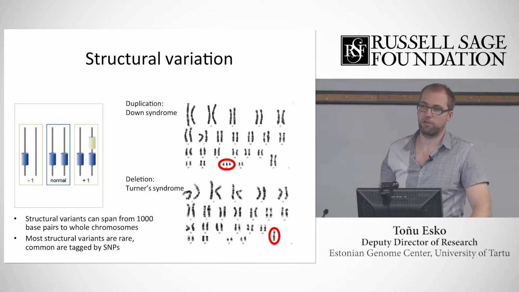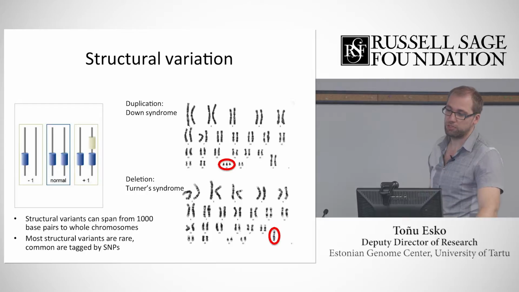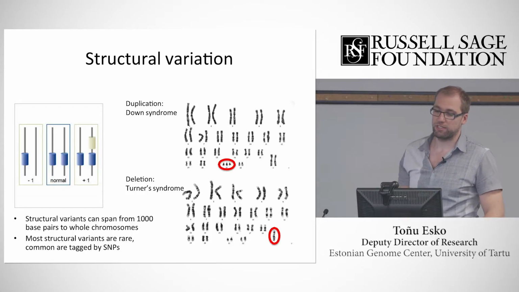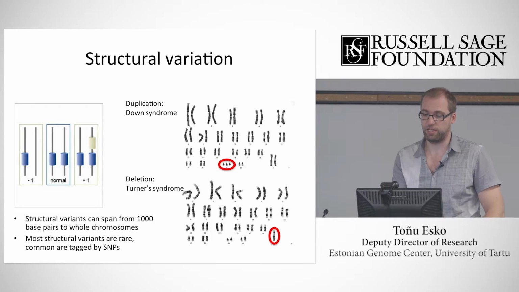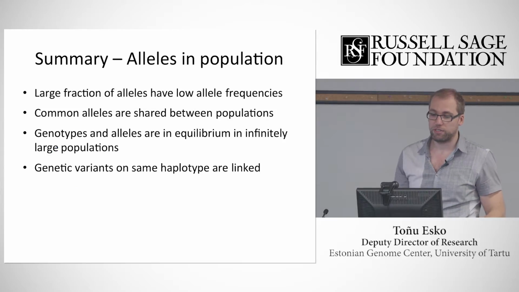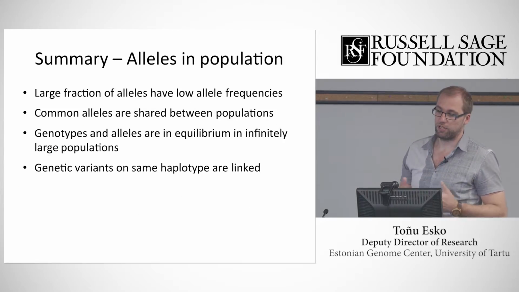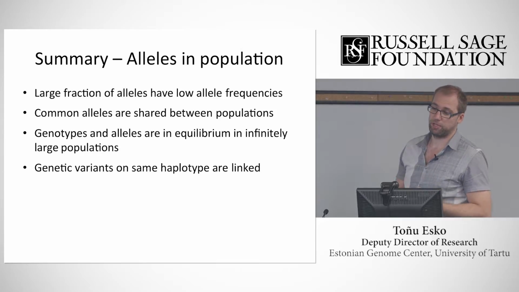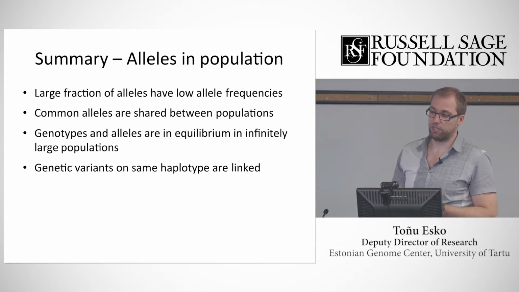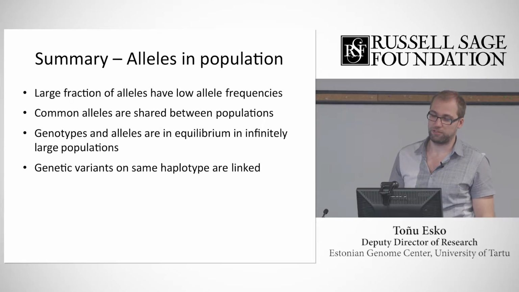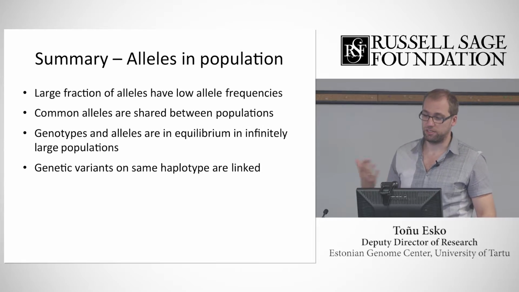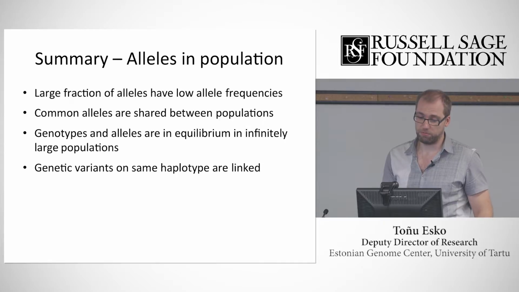So it's just again a background that the genome is way more complex and complicated and less understood than just the single nucleotide changes. So, a summary on the alleles in population. A large fraction of alleles have low allele frequencies, and as I mentioned, with low allele frequencies it's very hard to actually achieve the necessary sample sizes to get robust p-values to estimate if a certain change in the DNA is linked to a phenotypic outcome.